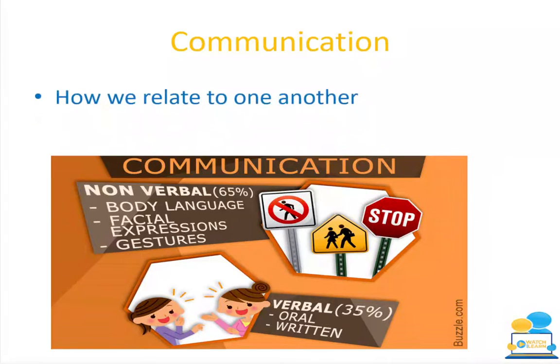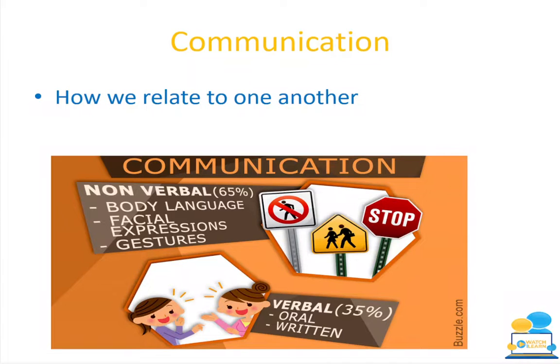Communication. So what this means is how we relate to one another, okay? So there are many different forms of communication. There is verbal and non-verbal. So verbal is me talking away now. So it can be me talking, or it can also be written. So verbal communication, surprisingly enough, only makes up 35% of all types of communication. Most communication is actually non-verbal, okay? So this is about 65% of all communication, and is body language, facial expressions and gestures.